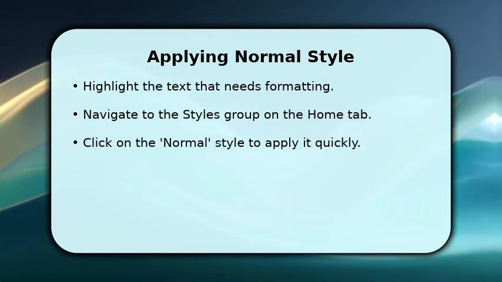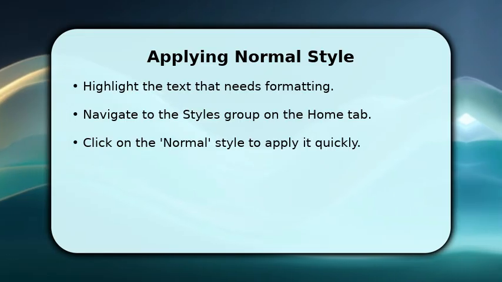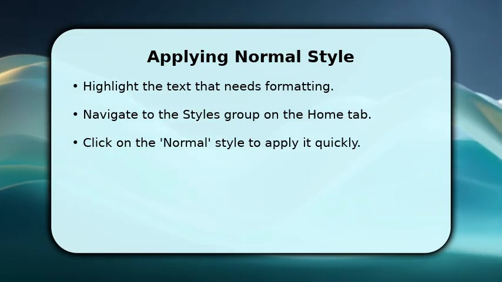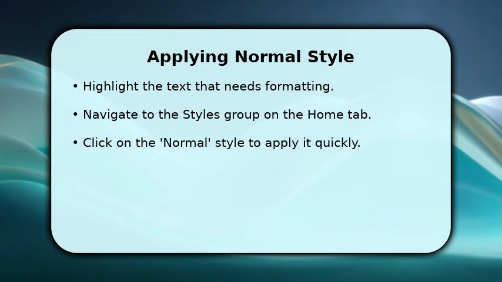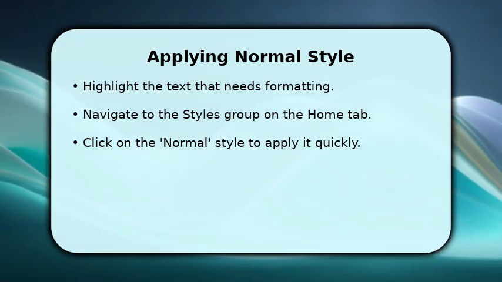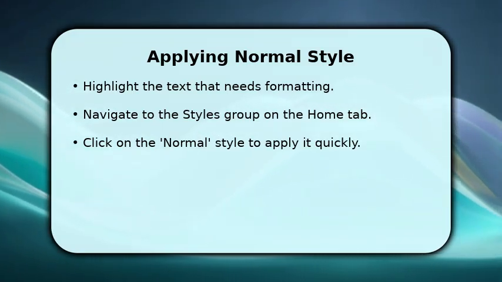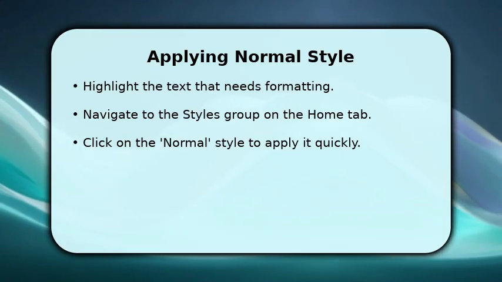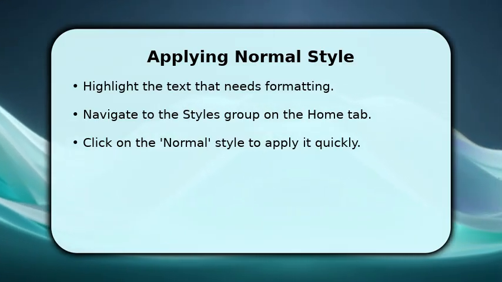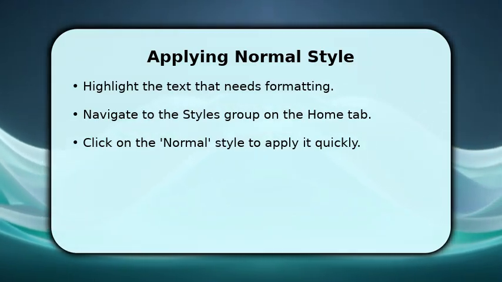For quick standardization, highlight the text you want to format. On the Home tab of your word processor, locate the Styles group. Within this group, you will find a Normal Style option. Clicking this will instantly apply the default paragraph style, which typically uses a standard font and size, ensuring your text is consistent with the rest of your document.